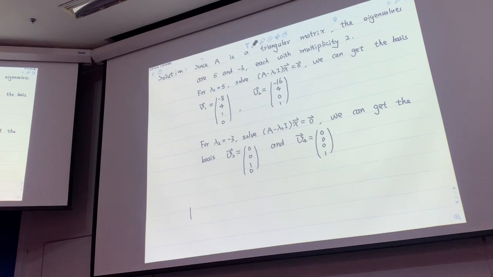So P here is just -8, 4, 1, 0; -16, 4, 0, 1; 0, 0, 1, 0; 0, 0, 0, 1. And D is just the diagonal matrix with entries 5, 5, and so on.